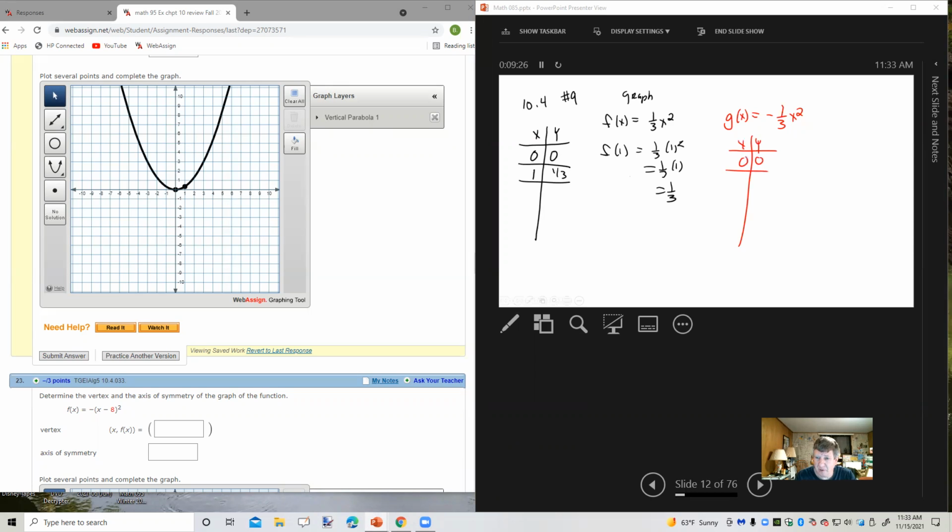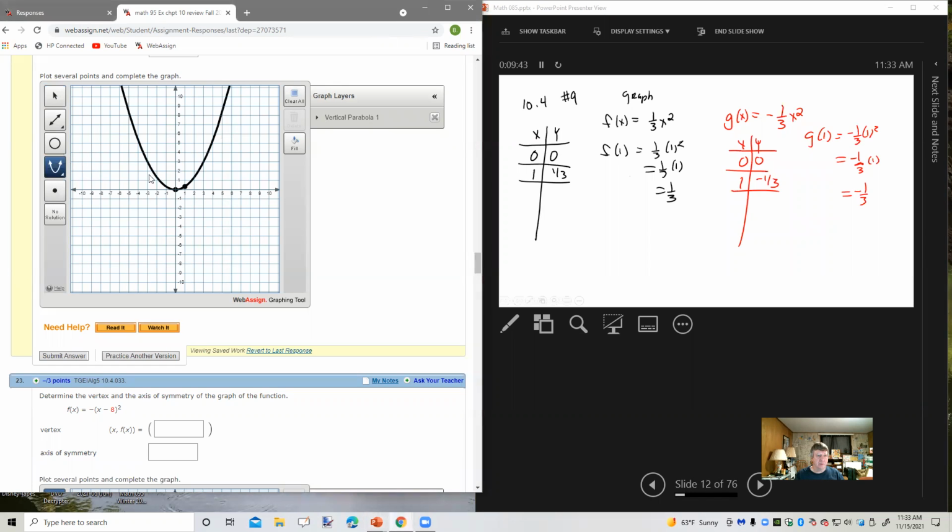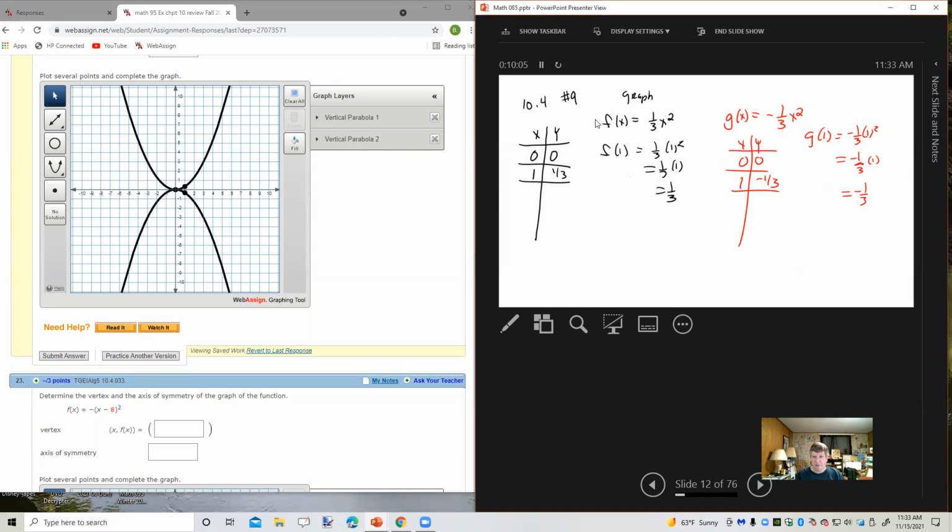So this one, the vertex is also at the origin. And if we let x equal 1, we get g of 1 equals negative 1/3 times 1 squared, negative 1/3 times 1, negative 1/3. So coming over here, turn it blue, I've got 0, 0, and 1, negative 1/3. Again, I need to come in and fix this. Negative 1/3.